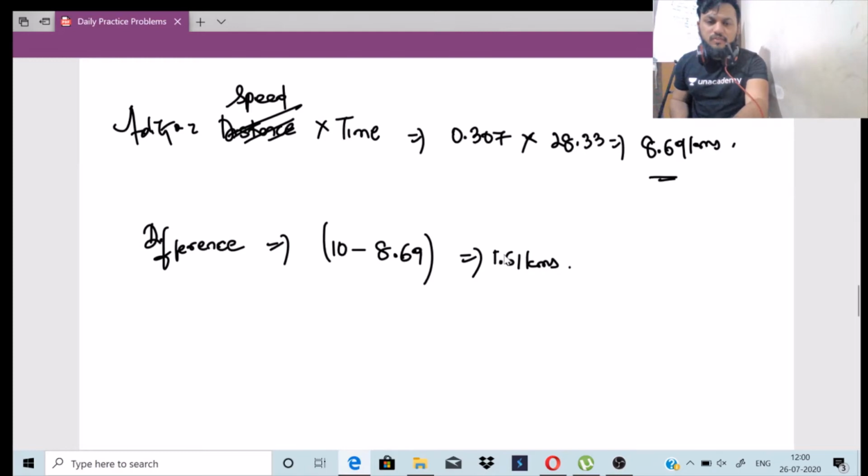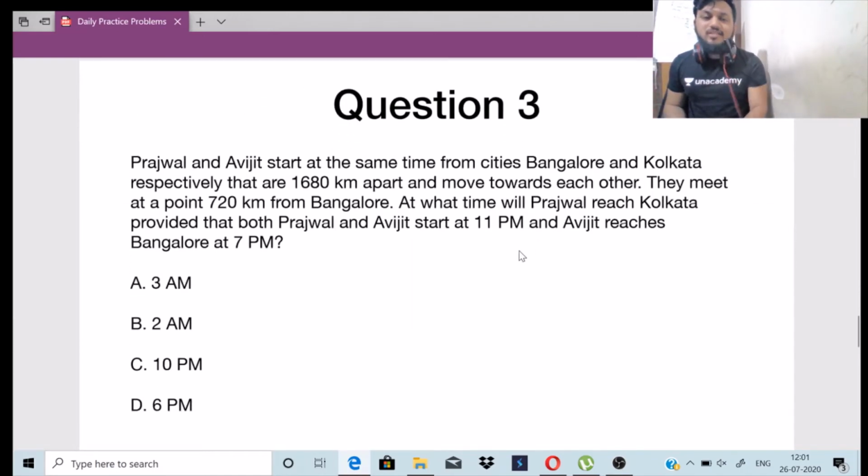Sorry. Okay, 1.31. Okay, not 1.61. 10 minus 8.69 is 1.31 kilometers. वो थोड़ा silly mistake हो गया, right? So 1.31 kilometers. चलो, the last question.